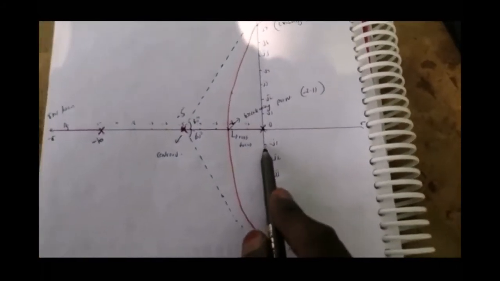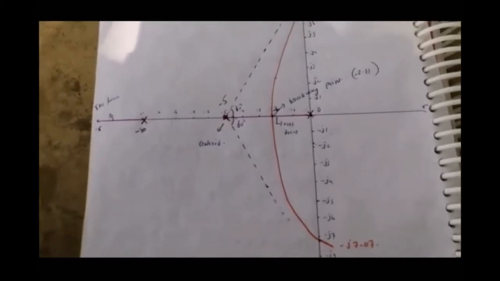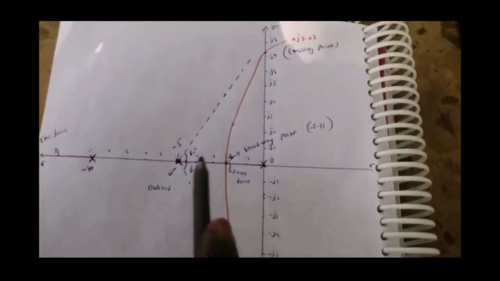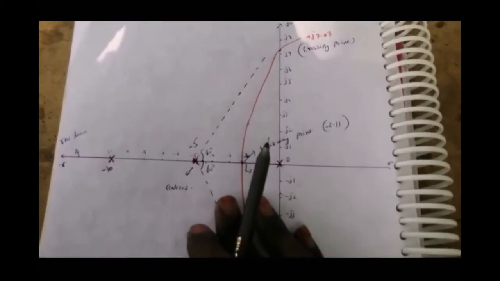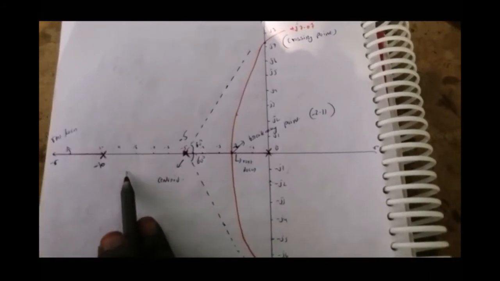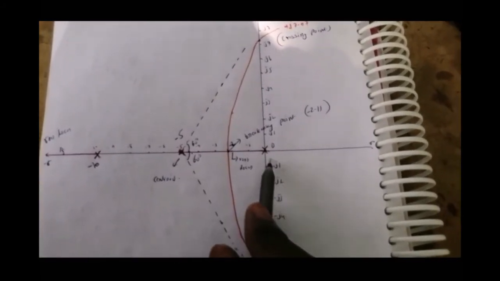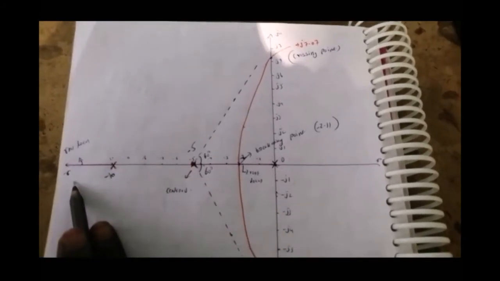So the first step, we have to find the location of the poles. One is 0, another one is -5, and the next one is -10. So 0, -5, -10. The poles should be represented by cross marks. So the first step is over. Next we have to find the root locus. There are 3 possibilities of root locus: between 0 and -5, between -5 and -10, and from -10 to -infinity.